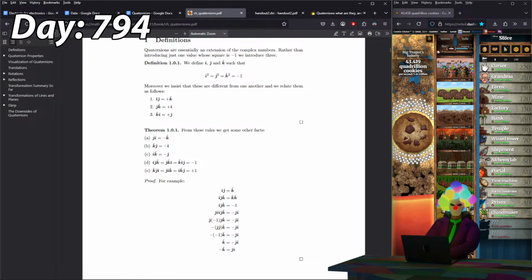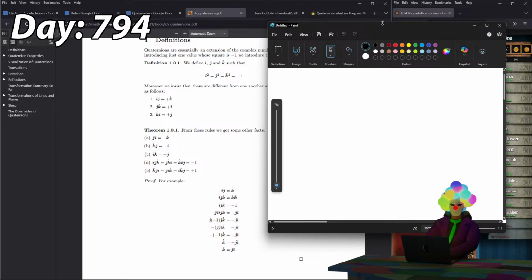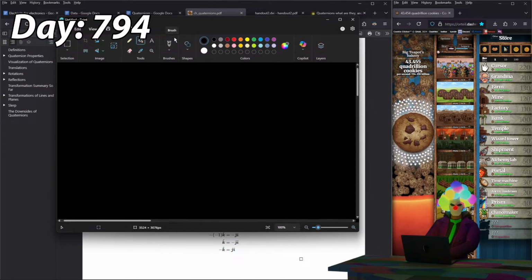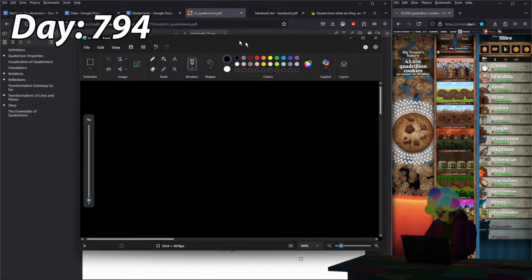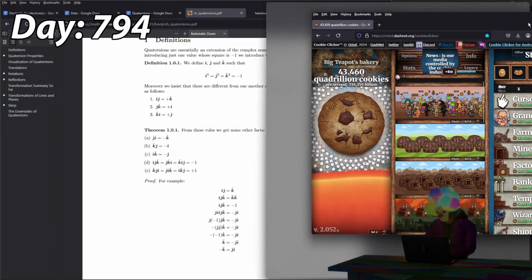And from these rules, we can get some other facts. Let's double check that, because I feel like this will not be an easy thing. Hold on, I'm running out of space here.